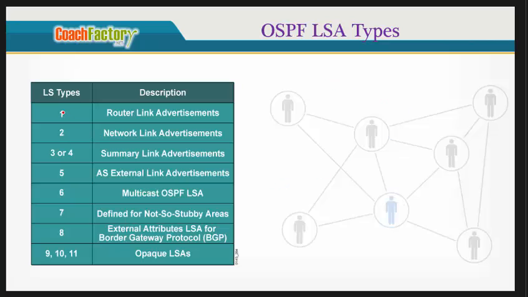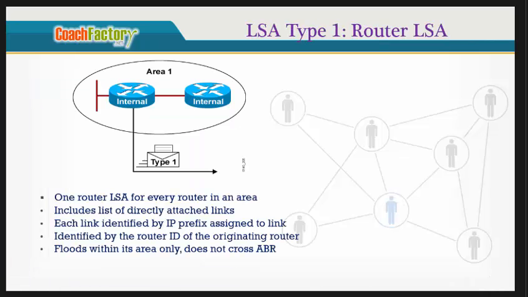So we have 1 to 11 LSAs in OSPF. As OSPF is a standard routing protocol, it works on every vendor's router, but Cisco routers only support LSA type 1, 2, 3, 4, 5 as well as 7. Cisco routers do not support other LSAs. So let's discuss the supported LSAs of Cisco.